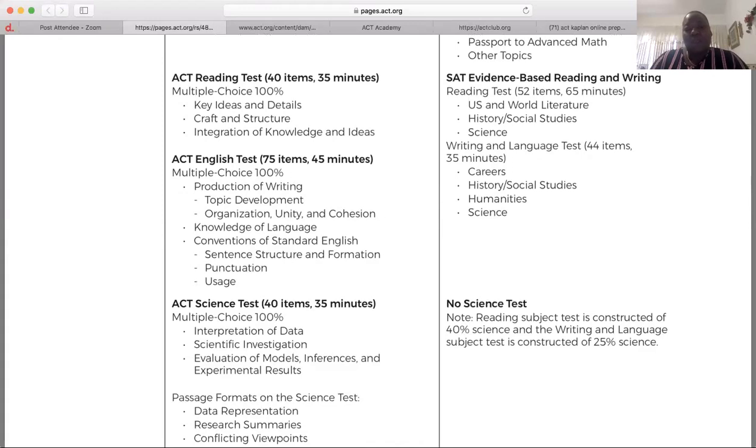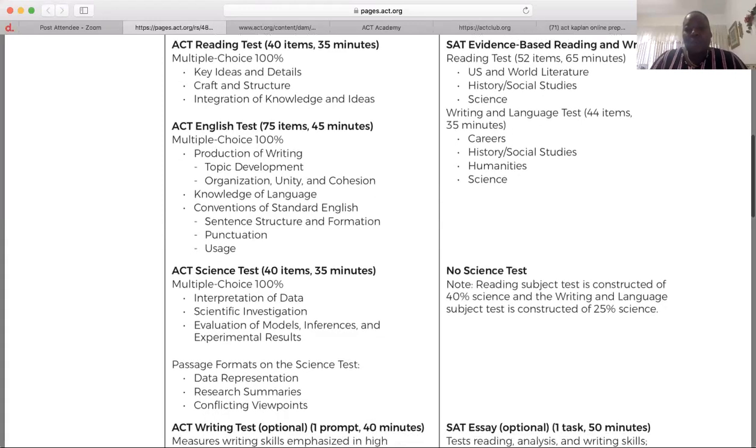Actually, as we go through some of the questions, you'll see the different passage formats on the science test. And those formats are data representation questions, research summaries, and conflicting viewpoints. And so definitely students who are non-STEM students should also give themselves an opportunity to walk through those science questions before they make that determination that the ACT, because of the science component, is not right for them.